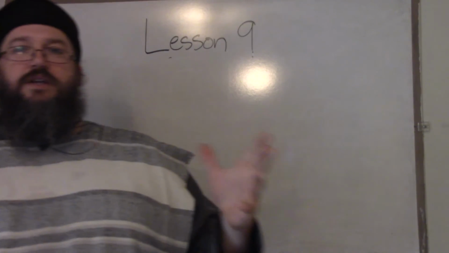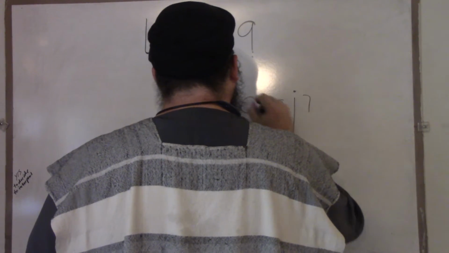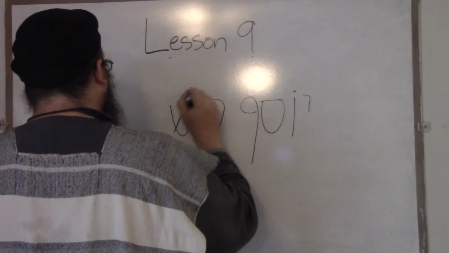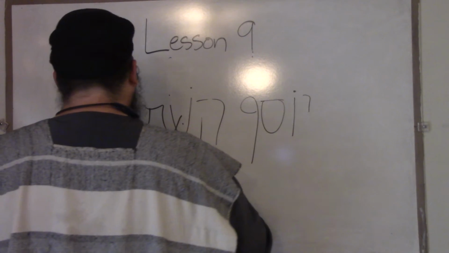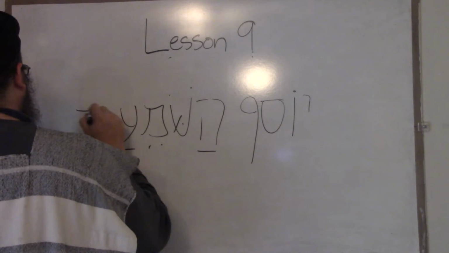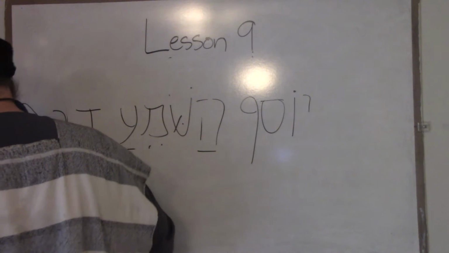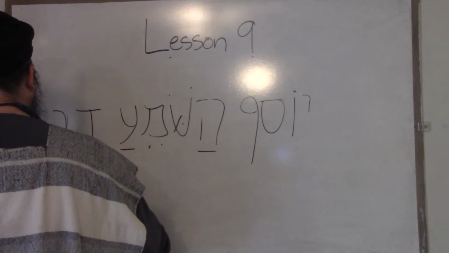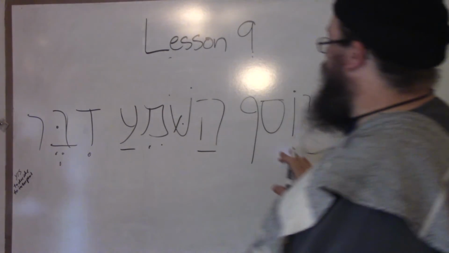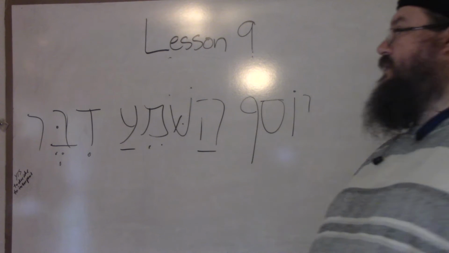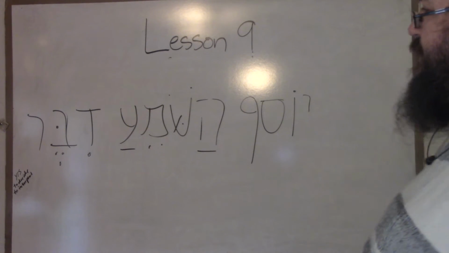The other thing I want to focus on here is the part by which in the book it brings up this statement with regard to Yosef. It says, Yosef HaShomea Diber. Yosef, who is listening, Diber, spoke. Okay?